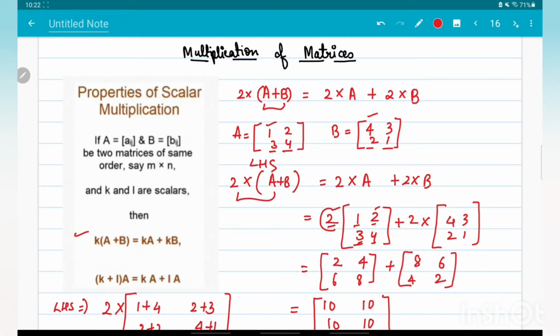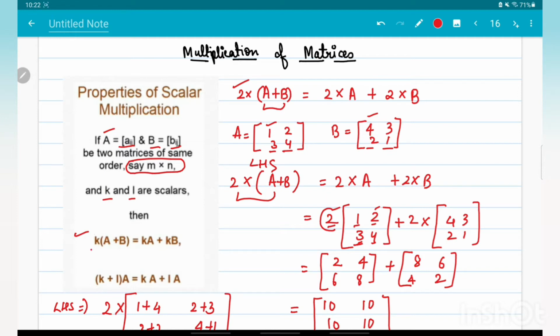So that is what is satisfied. That is what they're saying over here: suppose there is a matrix A that has the elements Aij, and there's a matrix B with elements Bij, and these are two matrices which have the same order, only then we can add. Here we have to add, and then we are multiplying it with a constant, right? So they have the same order, m by n. And suppose k and l here are two constants, or you can say two scalars. Like suppose here I took 2. 2 is my k, just assume it.